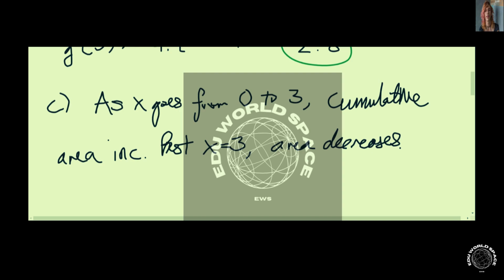And therefore, it follows that the function g is increasing on the interval 0, 3.